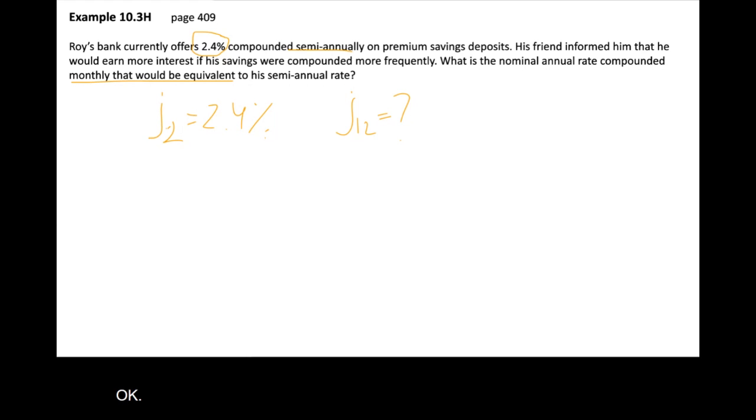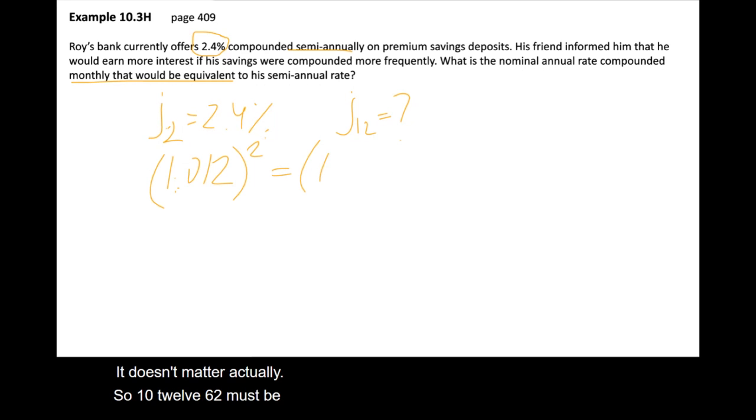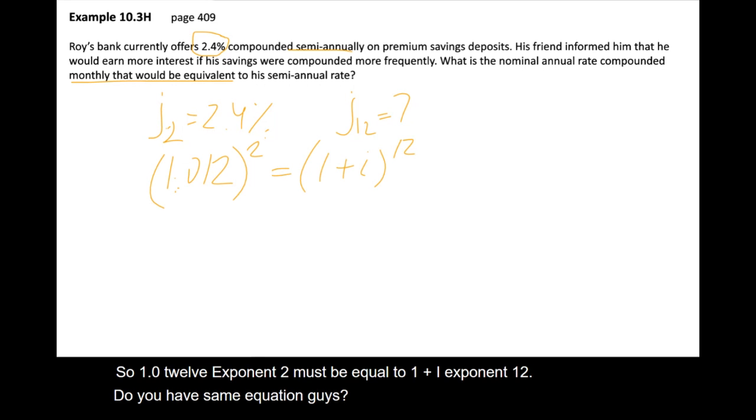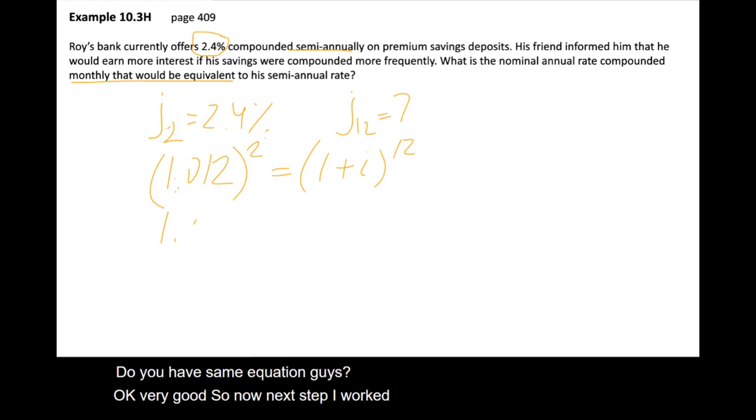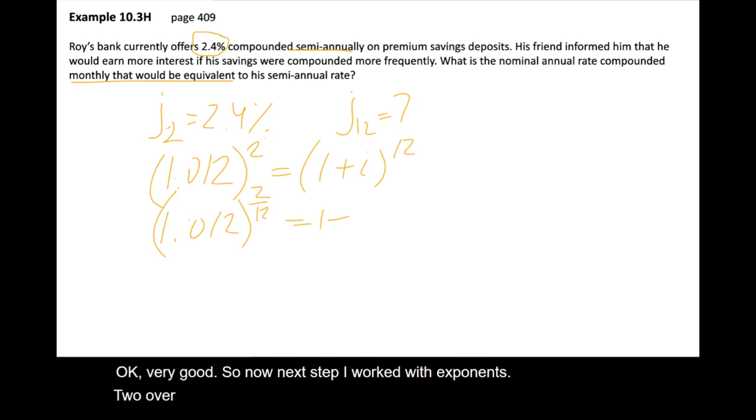Okay. So let's start with the rate we know. 1.012 exponent 2 must be equal to 1 plus i exponent 12. Do you have the same equation, guys? Okay, very good. Now the next step, I work with exponents: 2 over 12 equals 1 plus i.